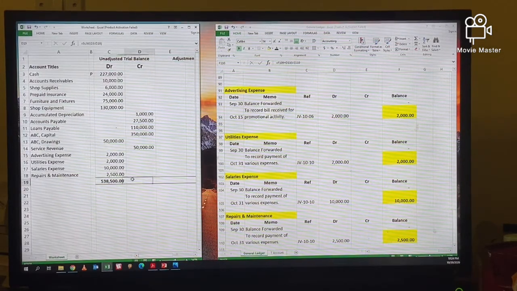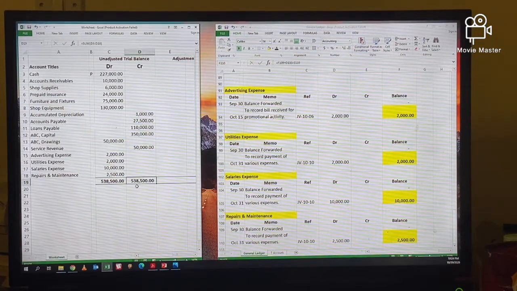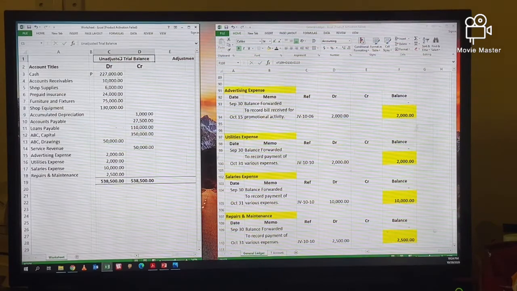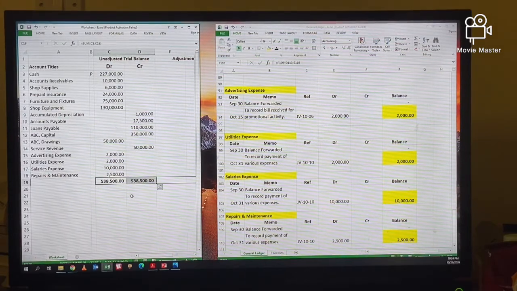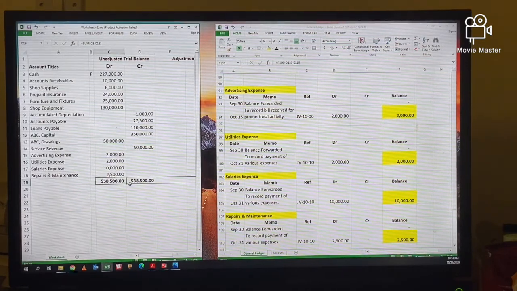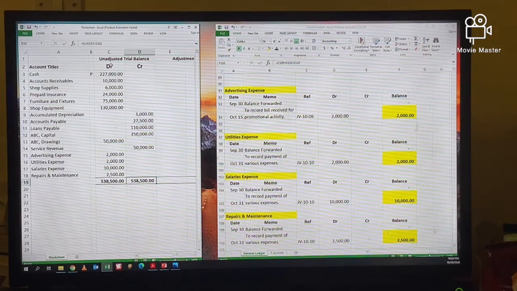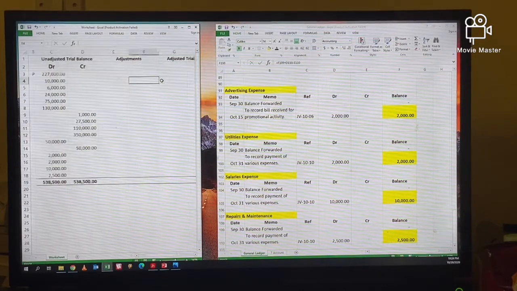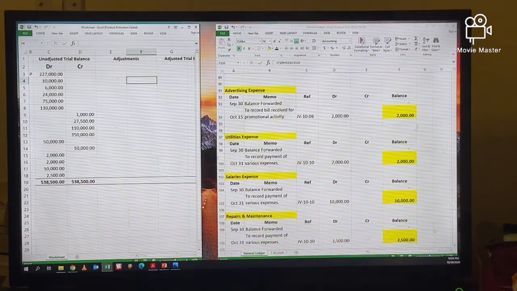Okay, so we are getting the totals of our debit and credit. So, trial balance always has the same balances. Kaya trial. So, it's always equal. Your debit should always equal your credit. So, ito na. This is your unadjusted trial balance. So, we will now proceed to create our adjustments.